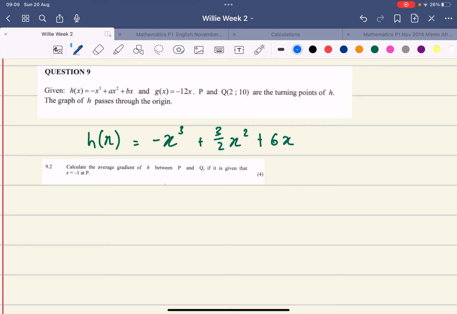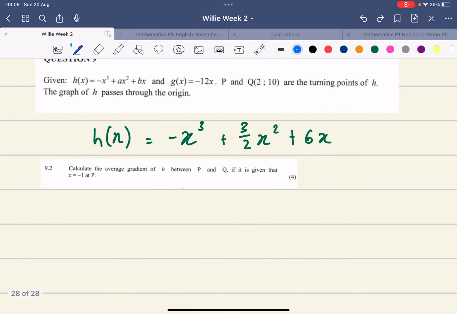Right, this is question 9, and we were given an unknown function, h of x is equal to minus x cubed plus ax squared plus bx, and g of x is minus 12x. We're also given P and Q, which are the turning points of h. In question 9.1, we were asked to show that a is equal to 3 over 2 and that b is equal to 6. So we've done that, and now in 9.2 we have access to the full equation of h.